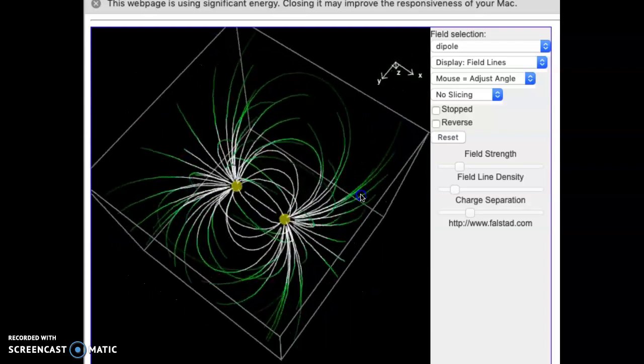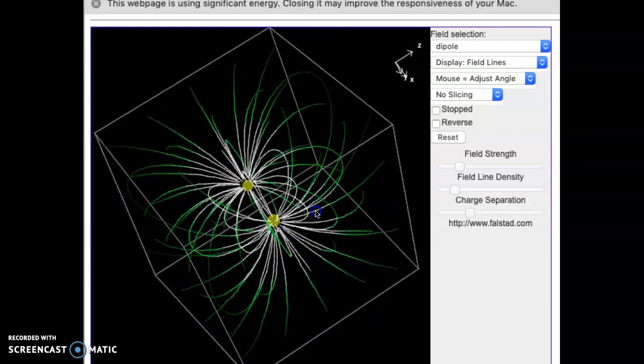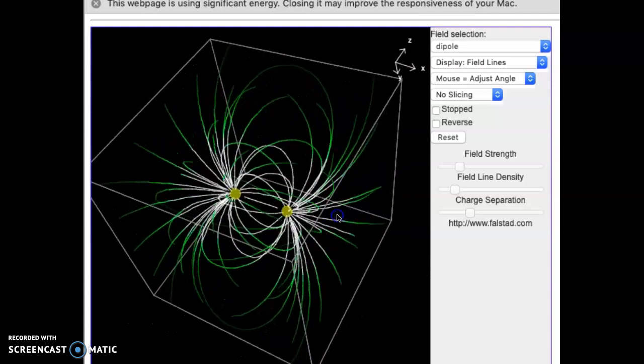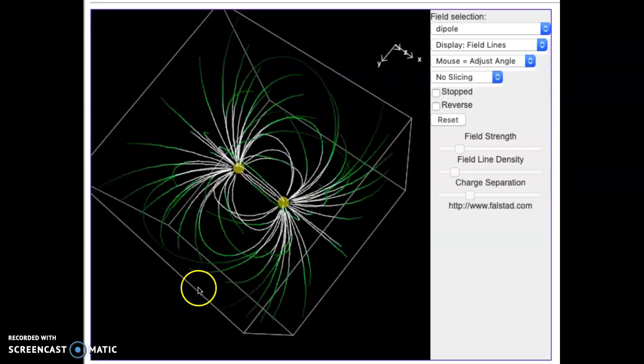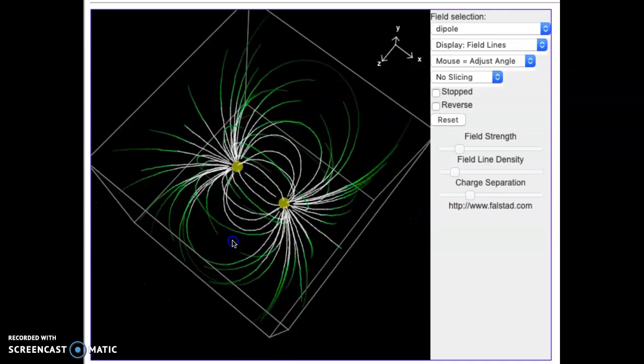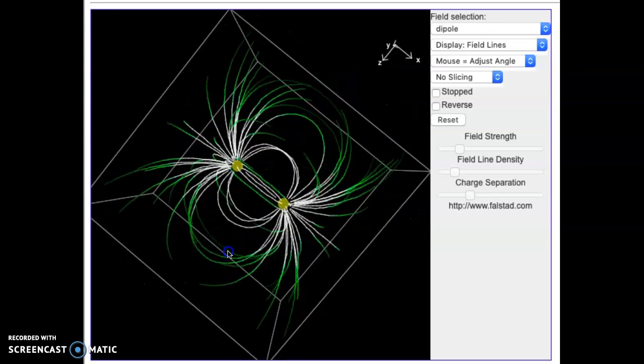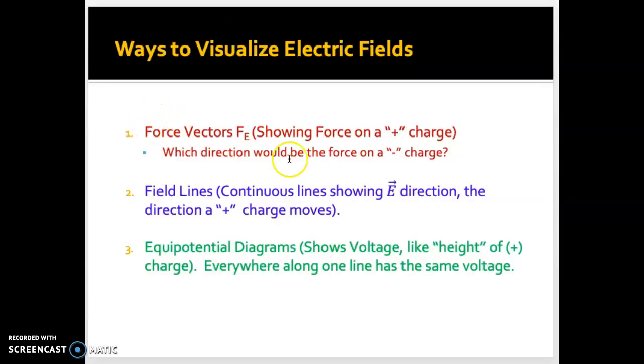This is in 3D. You guys are going to be doing this in a lab in 2D. I could not find a non-flash simulator in 3D, unfortunately. But in 2D, it just basically looks like that. Something like you're going to be looking at pictures that look kind of like that. So I showed you force vectors, I showed you field lines, and now I'm going to show you equipotential lines. I guess diagrams, but equipotential lines is what I want to show.